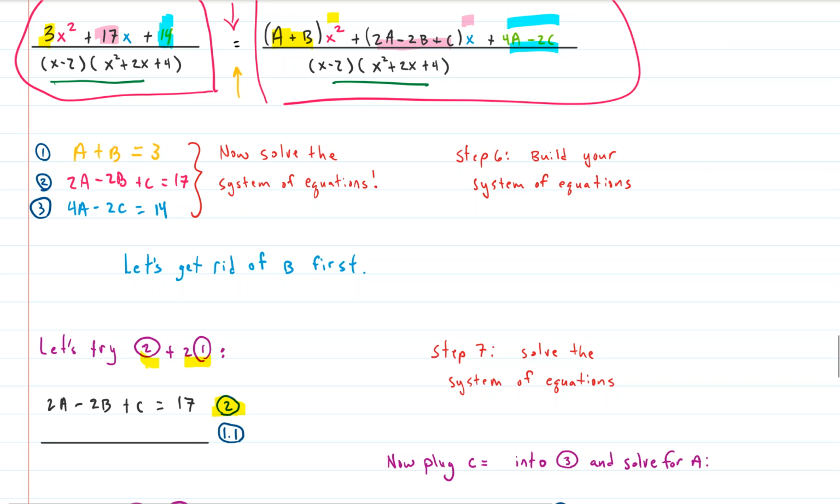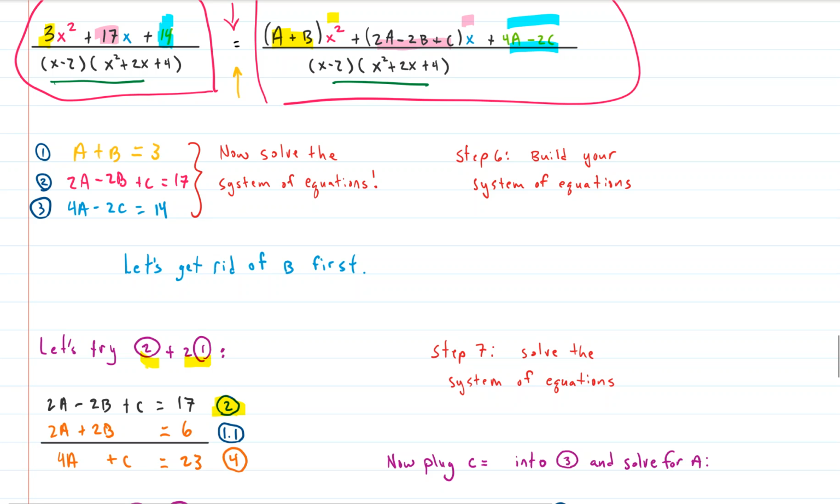So 2 times a gives us 2a. 2 times b gives us 2b. 2b equals 2 times 3, which is 6. Now we can add the 2 and we get 4a. The b's cancel. We have plus c equals 23. We'll call this equation 4.